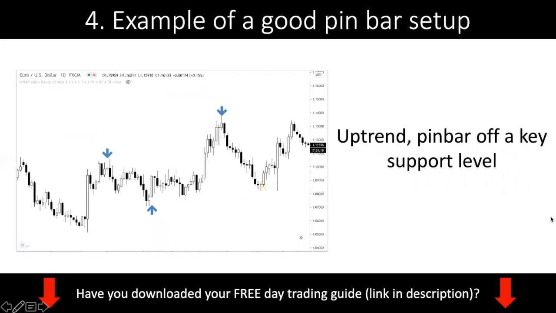Okay, so let me show you what's a good pin bar setup. Now before I go into this, maybe you want to pause this video and ask yourself, why is this a good trade setup? Why is this a good pin bar setup? Try to figure it out on your own. So hopefully you've done that. Hopefully you paused the video. Let me explain to you why this is a good pin bar setup.